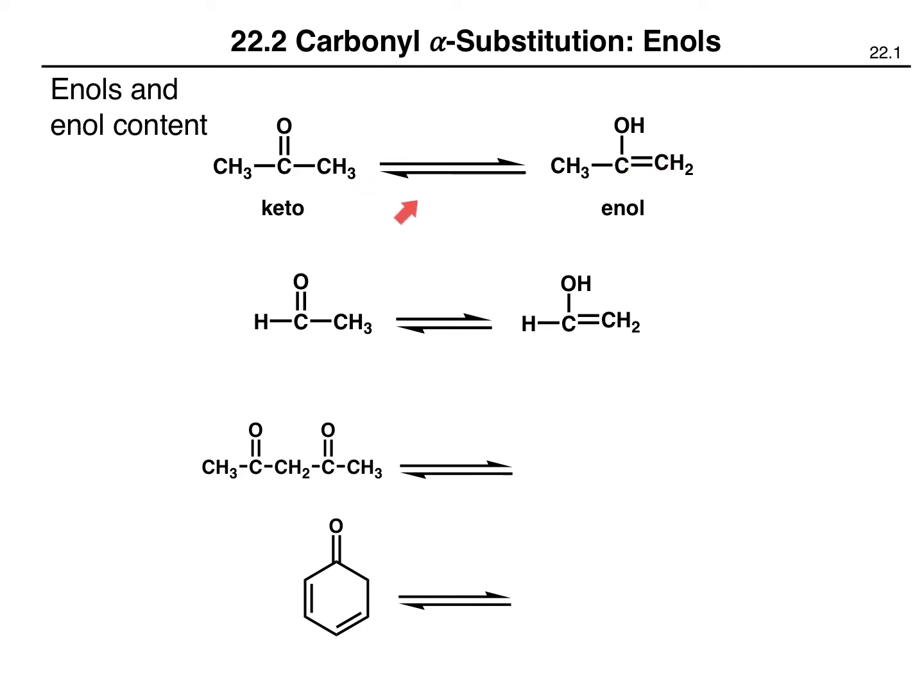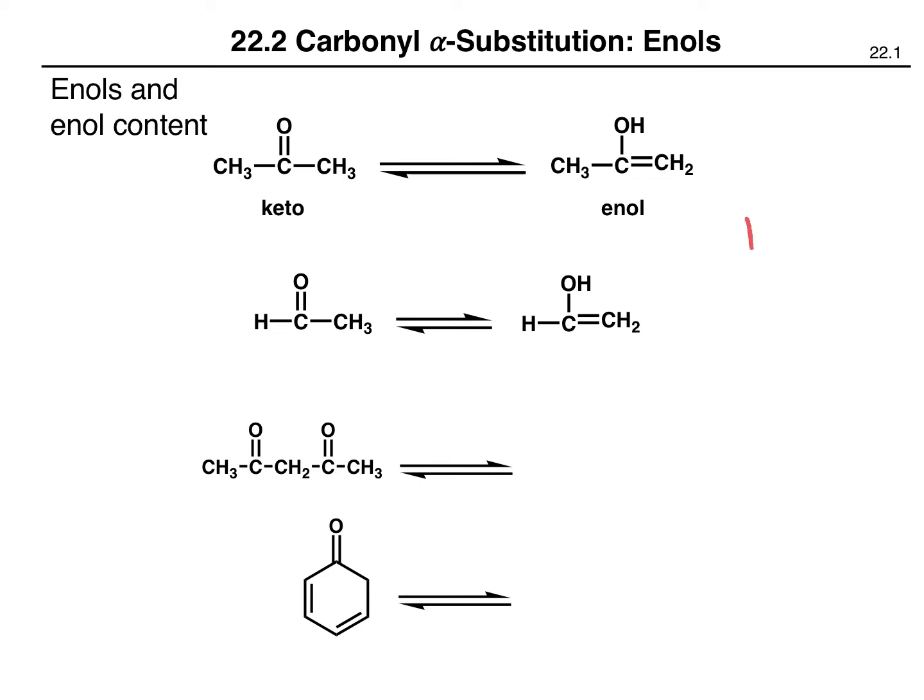Notice this is an equilibrium arrow, not a resonance arrow, and so there is an equilibrium between the keto form and the enol form. Both of these compounds exist. These are isomers, not resonance structures, and both of these compounds exist. But the question is, how much? What is the position of equilibrium?